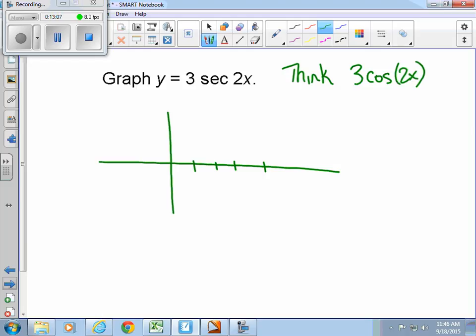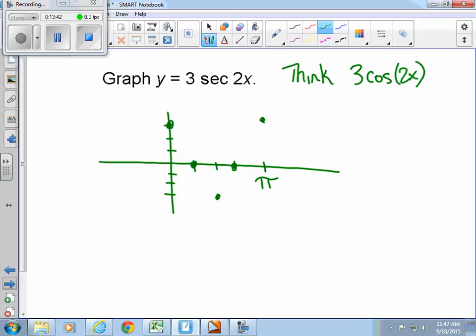What's the first question asked when graphing such a cosine? What's the period and what's the amplitude? So the period of the cosine graph is pi, the amplitude of the cosine graph is 3. So that's the first thing I'm going to think about. I'm going to graph the cosine function first. This is not secant, but it will help me a whole lot.